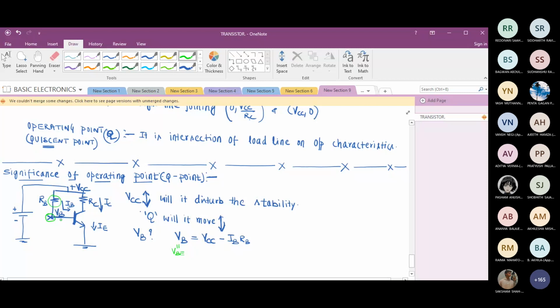Just see. Is the potential at the base with respect to ground not equal to VBE? Yes, sir. All of you getting this? Yes or no? Yes, sir. So suppose VCC varies, if VCC moves up, will the VB value increase? Will it rise? Will the potential at the base rise?